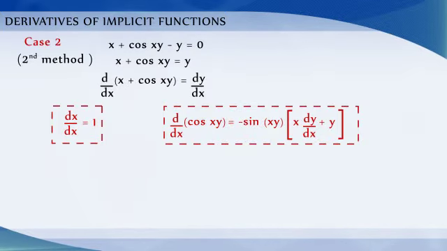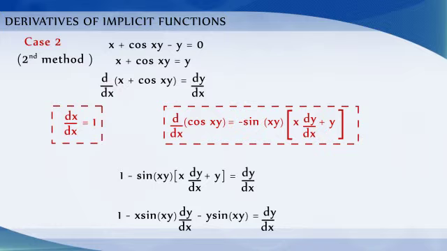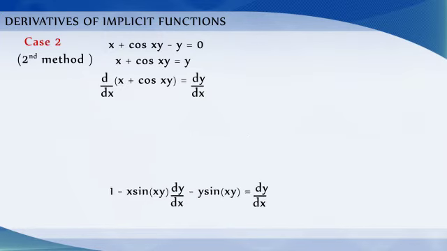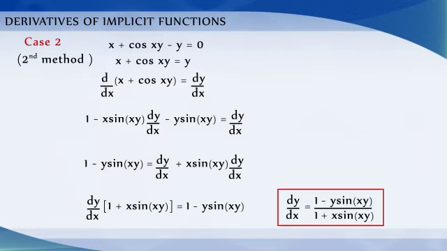Substituting the corresponding values in d by dx of x plus cos xy is equal to dy by dx, we get 1 minus sin xy of x into dy by dx plus y is equal to dy by dx. Now, regrouping and arranging the terms, we get dy by dx as 1 minus y into sin of xy divided by 1 plus x into sin of xy.